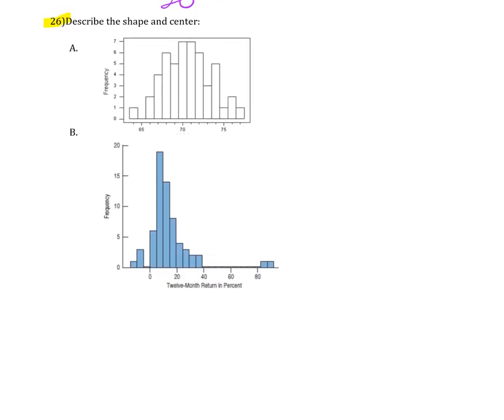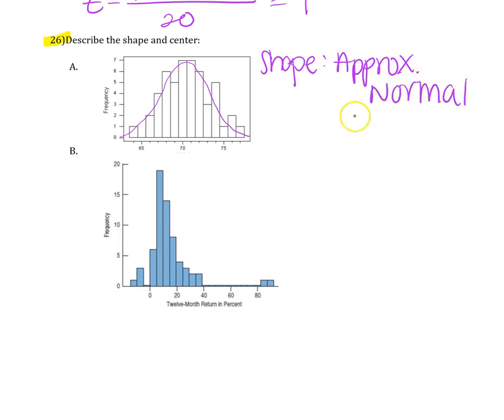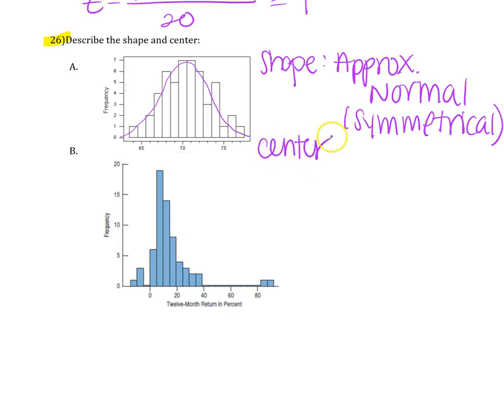All right, and then last thing we'll talk about is just shape and center. This first curve you see, you can draw a nice smooth symmetric curve over it. If I had to describe its shape, I would call it approximately normal, or you could write approximately symmetrical. That would be fine. You could say it has a single mound. If I want to say its center, that's the balancing point. Where do you think the data would balance? And it looks like it nicely balances at this 70.